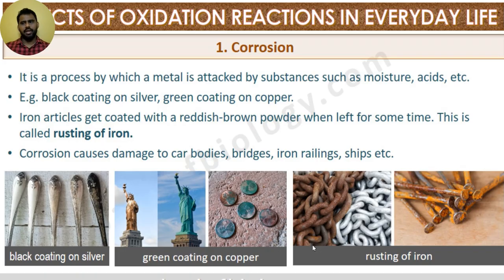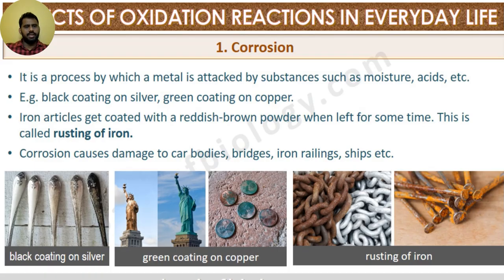Now we come to the topic of corrosion. Corrosion is something that everyone is aware of. It is a process by which a metal is attacked by substances such as moisture, acids, etc. A black coating on silver or a green coating on copper are some examples of corrosion.